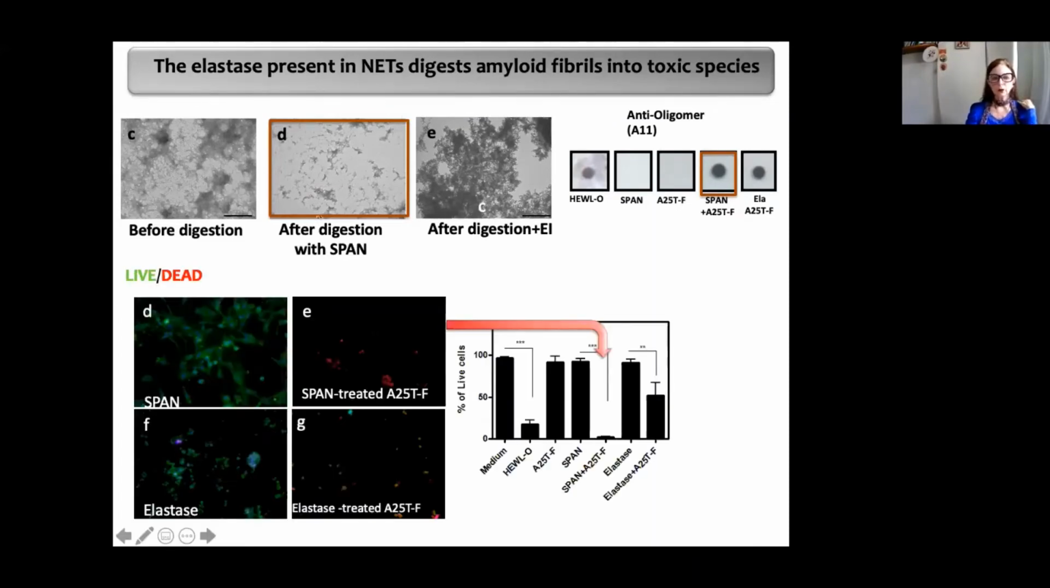So we took this material, these species that are present after the digestion, and when we add it into a cell culture, as you can see here, it's killed completely all the cells, so no more live cells in culture. So showing that this digested material is very toxic to the cells.